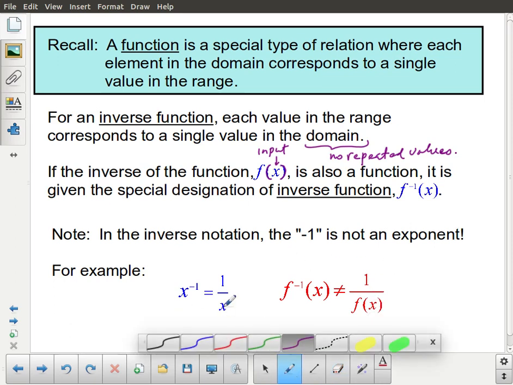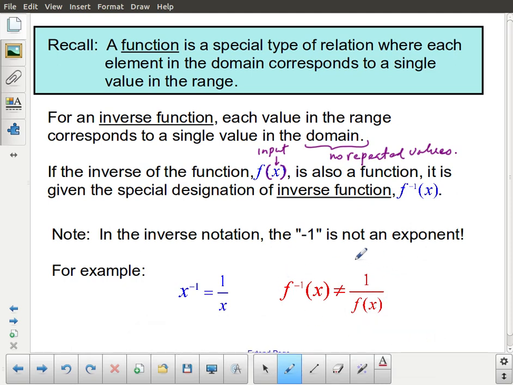So here is just a regular old variable, x to the negative 1. In that case, it's an exponent, which means this is equivalent to 1 over x. Whereas f inverse of x does not equal 1 over f of x. It's an important distinction. I don't think it should cause too much confusion unless you have a situation where both of these things are coming up.